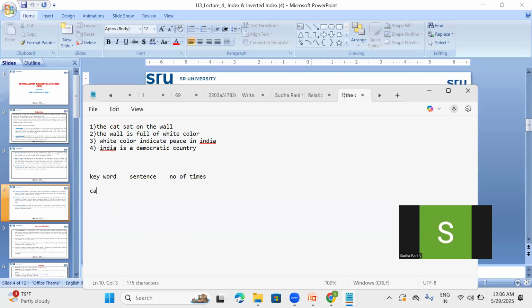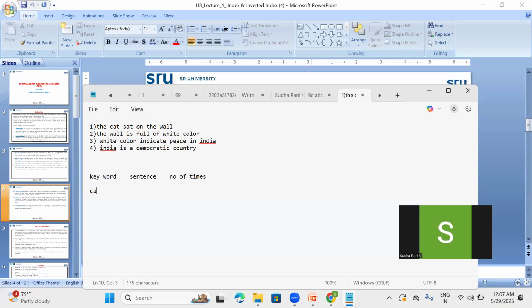Keyword, the cat. Here the cat is repeated in sentence 1. Only one. So it cannot be considered. The words which are repeated more than one time can be considered. Cat can't be taken. Sat is not repeated. So let us take wall.